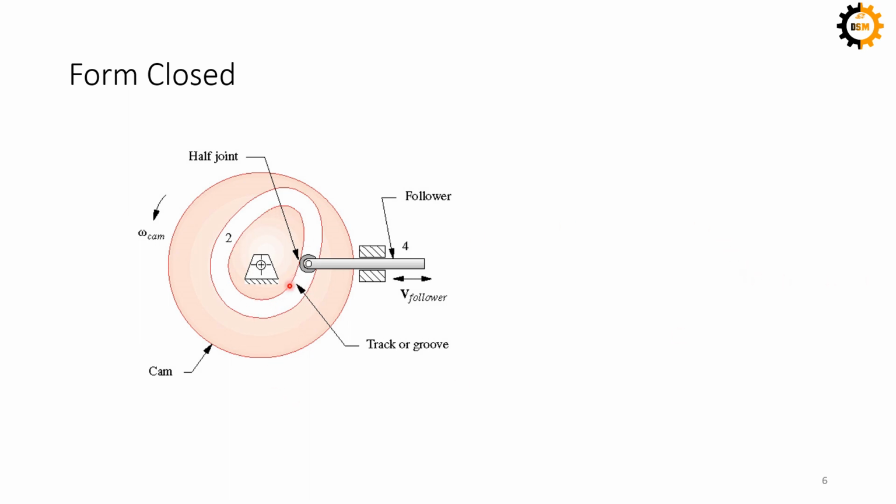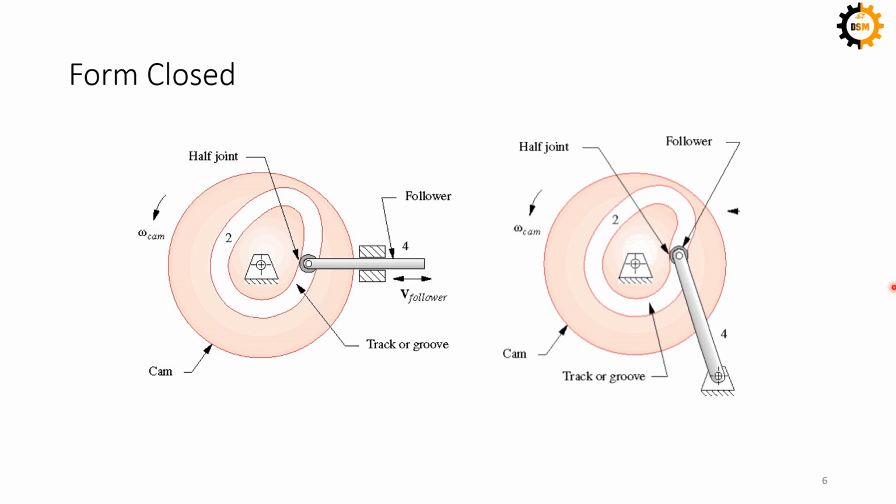Okay, so we can either call it a groove or a track for the cam, for the follower to move within. So this is how the form closed and force closed work. This is another example of form closed.